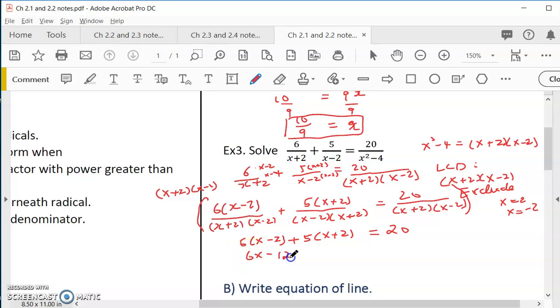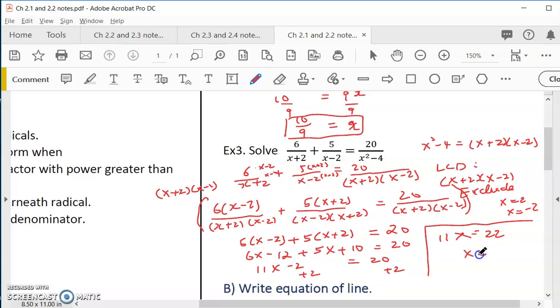6x minus 12 plus 5x plus 10, because I distribute, right? Equal to 20. And then combine like terms, 11x minus 2 equal to 20. Okay, so do some space here. And so plus 2, so 11x equal to 22. So x is equal to 2. Is this a solution? No, this is not a solution because this is excluded, right? Because we want to exclude x equal to 2, so no solution.